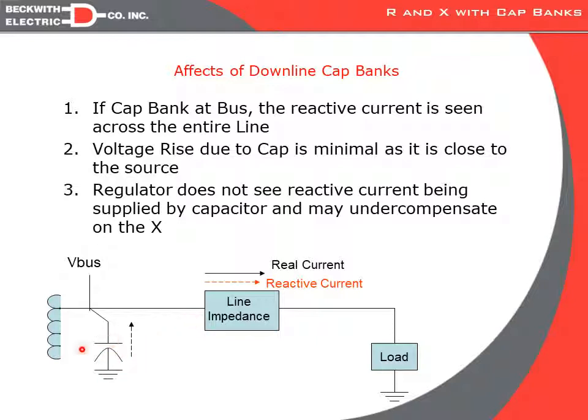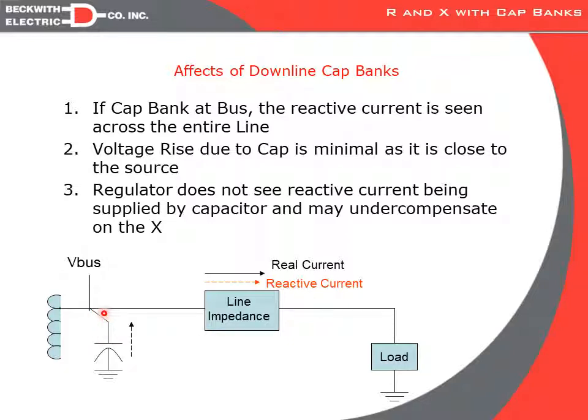Because the capacitor is close to the source, it will have very little effect on the voltage. The effect the capacitor bank has on the voltage is a combination of the size of the bank and the distance or the impedance back, the fault impedance back to the source. So at very close range, you have no impedance, and therefore you have no voltage change.